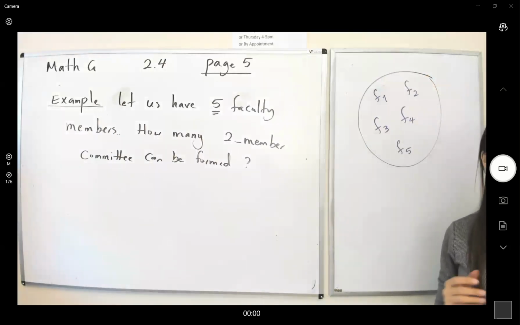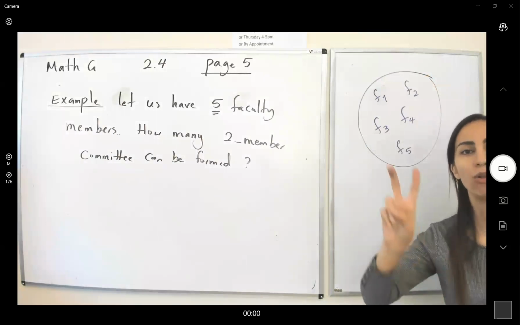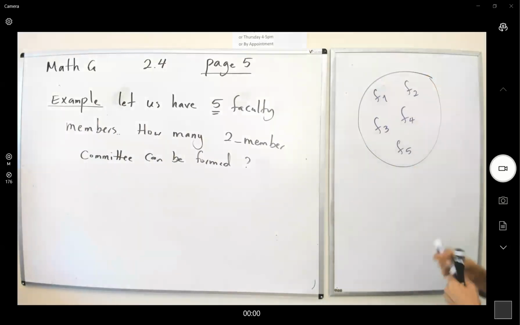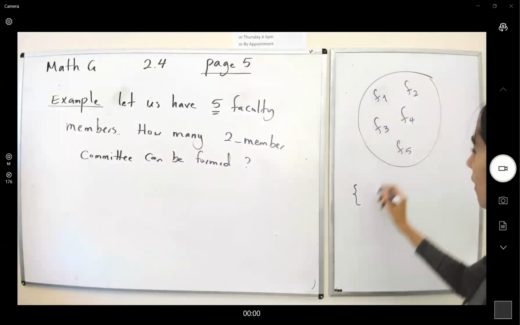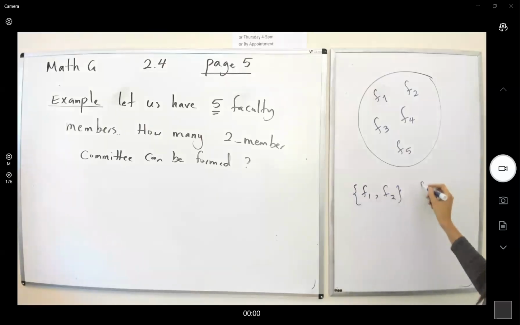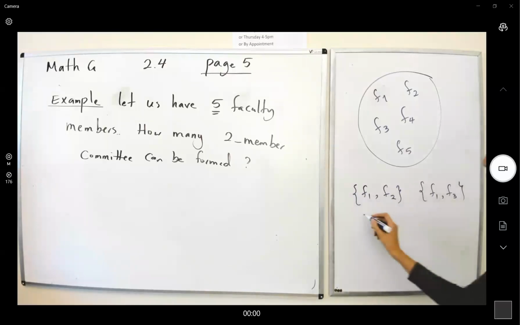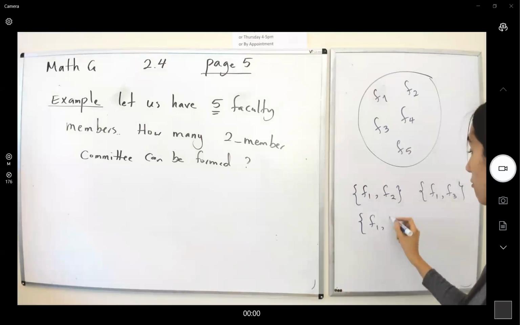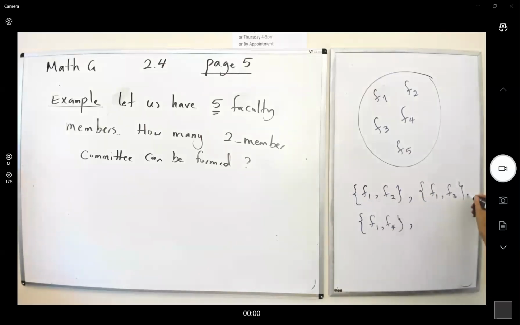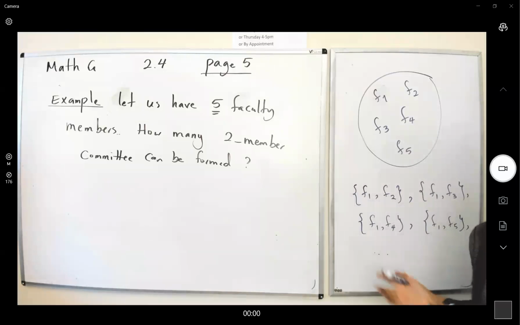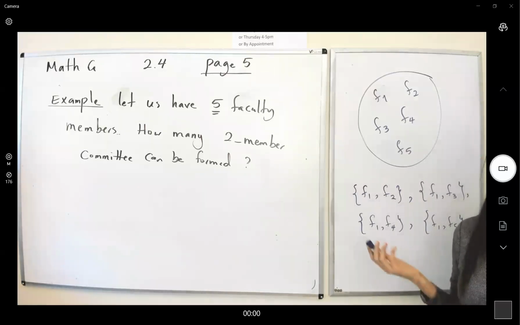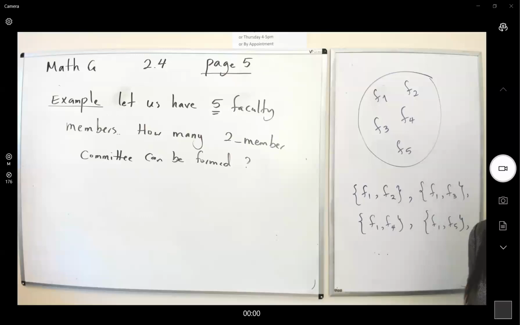How many ways can we actually form committees with only 2 members in them? So it can be a set including faculty number 1 and faculty number 2. You can form a set with faculty number 1, faculty number 3. You can form a set with faculty number 1, faculty number 4, and a set with faculty number 1, faculty number 5, and you can continue this process. How many subsets do you have? Well, we know that ordering is not important. It doesn't matter if you select the first faculty, then the second faculty, or the second faculty, then the first faculty. Ordering is not important. This is an example of combination.